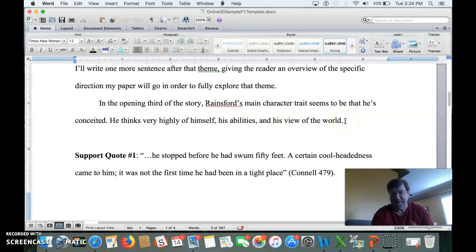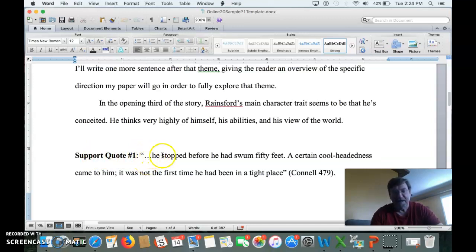That's my purpose. I think it's important to the story and the meaning of the story that you know that as a character, Rainsford has been set up to be this guy who thinks a lot of himself. Now here's a support quote I found. I would like this support quote to go into this paragraph, and it's the first of my support quotes. Quote, ellipsis. There's my ellipsis. I took some material out right there.